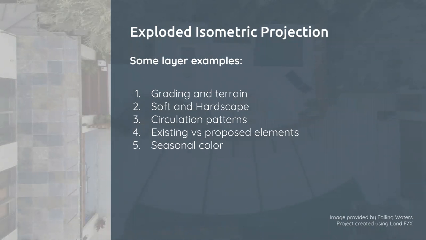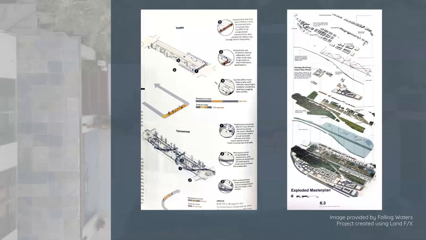Some examples that I've come across in various magazines or presentations that use exploded isometric projections show, say, grading as a layer, the difference between soft and hardscapes, and circulation patterns, which is a very popular one. I've also seen existing isometric drawings with the proposed design as a layer above it. And then an interesting one that I just came across is showing different seasonal colors for planting. So here are a few that I just found in Landscape Architecture magazine. I apologize for the quality of the images. I took these with my phone.